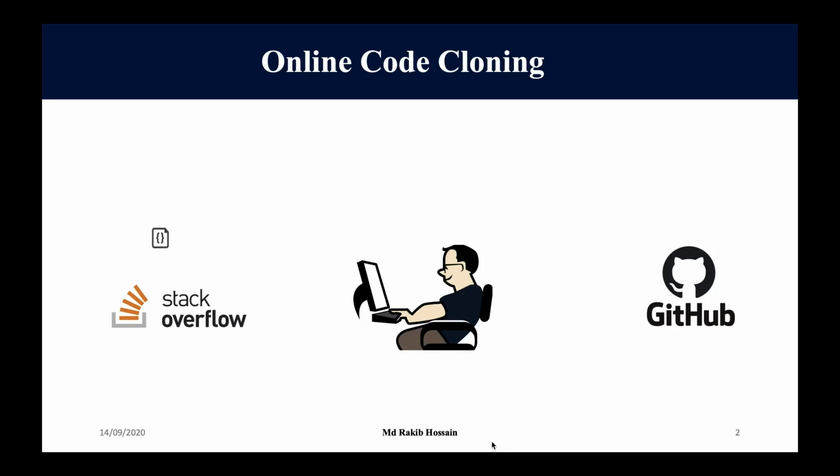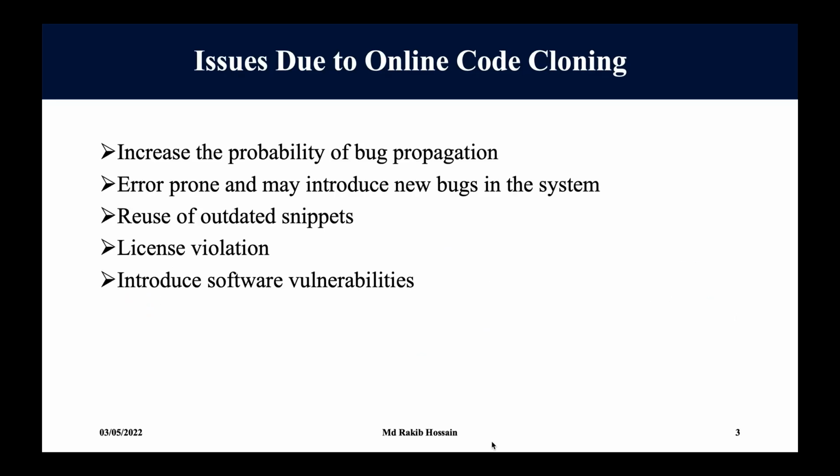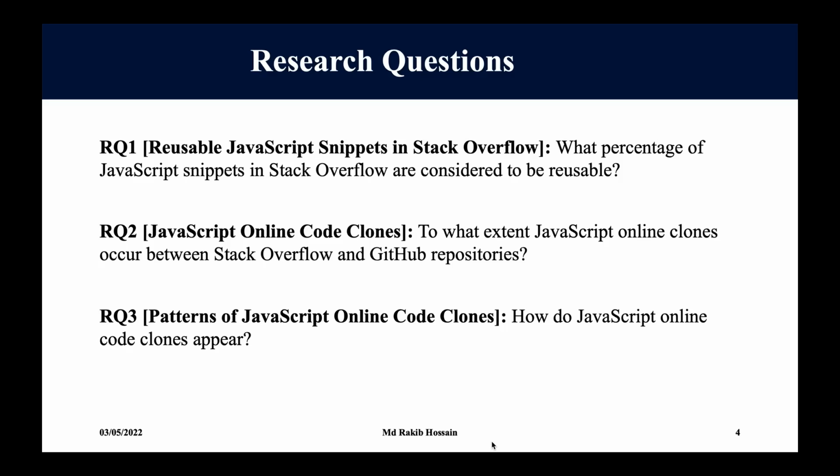Thus, this practice introduces online code clones. Like traditional code clones, online code clones are harmful, error-prone, propagate bugs, violate licensing, and introduce new vulnerabilities. In this study, we performed an exploratory study to analyze JavaScript online code clones.